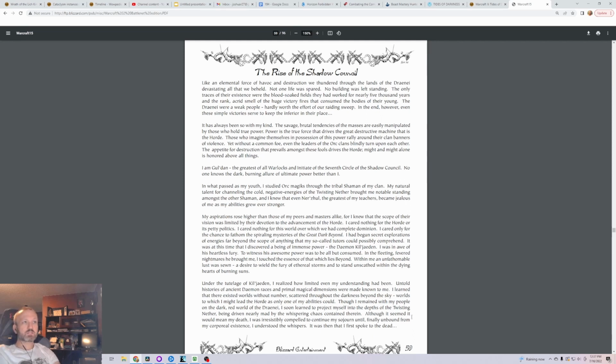And the rank, acrid smell of the huge victory fires that consumed the bodies of their young. The Draenei were a weak people, hardly worth the effort of our raiding sweep.